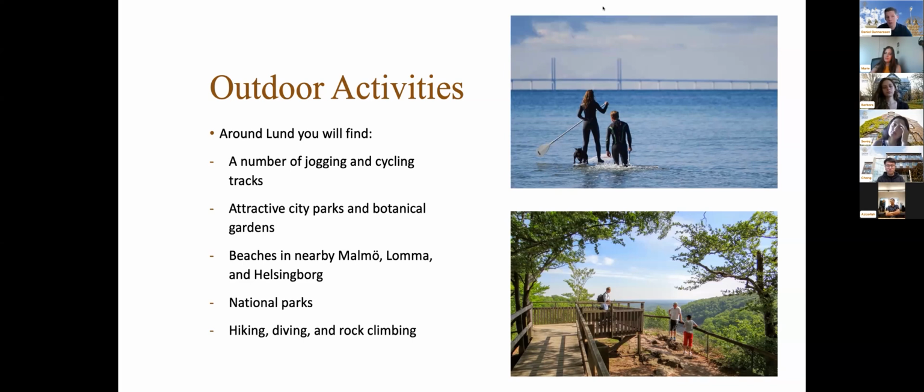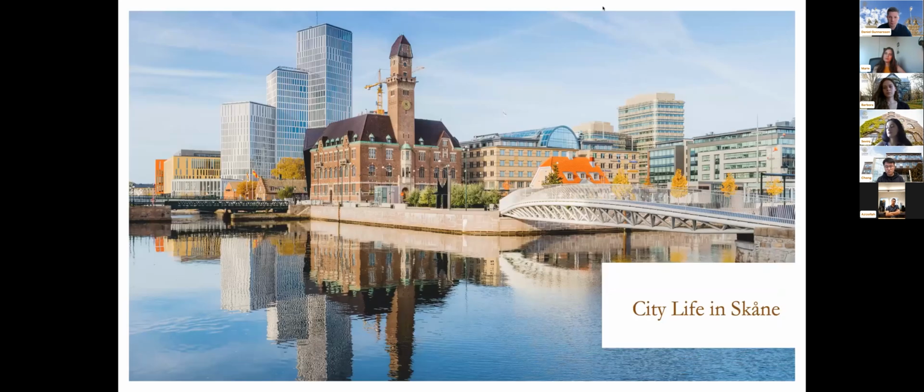Traveling within Sweden is also not that expensive. It's very convenient. So if you would like to see other types of parks in Sweden, you can do that while being a student in Lund. Some of the student organizations also organize trips to the far north of Sweden. We have a huge, vast country, but there are organizations that will be able to take you even to the north of Sweden to do hiking, for instance.